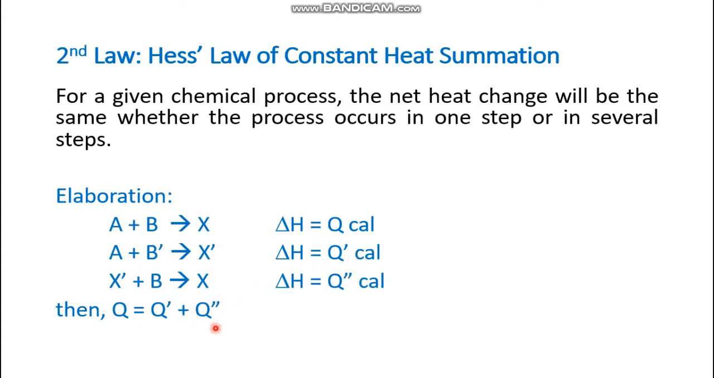As another example, we take carbon plus O2 equals CO2. In another process, carbon plus half O2 equals CO, and in the second step, CO plus half O2 equals CO2. So carbon dioxide is being produced in two steps. Then the overall enthalpy change of these two steps, if they are summed up, would be equal to the heat change involved in the single step reaction. So this is the second law of thermochemistry.